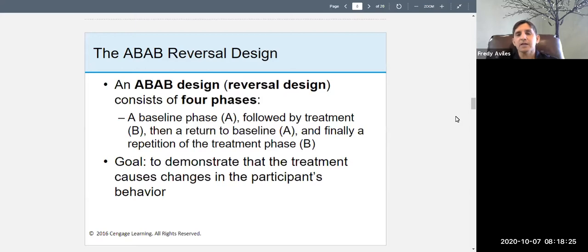And then we return to baseline, right? No more noise. And let's see if the heart rate returns to baseline, okay? And then we repeat the noise again. We repeat the treatment, B again, okay? That's simply what it is, okay? First baseline, then treatment, get rid of the treatment, baseline again, and then treatment again, okay? The goal is to demonstrate that the treatment causes changes in the participant's behavior, okay? We see that there's a change from A to B, right? As we go from baseline, and then we initiate the treatment, we see a change. And then we get rid of the treatment and we see it go back to baseline, and then we initiate the treatment again, we see the effect again. Okay, that's the AB reversal design.